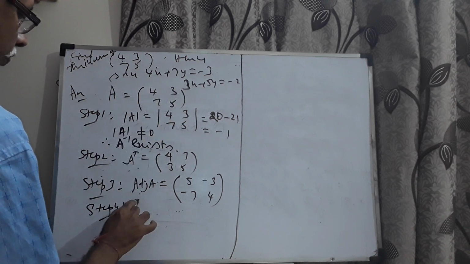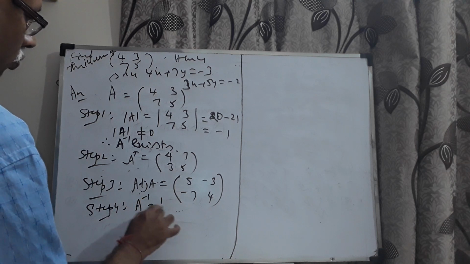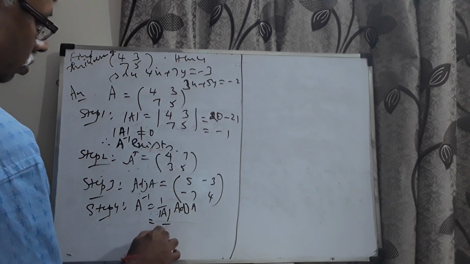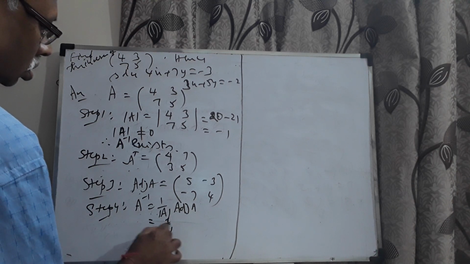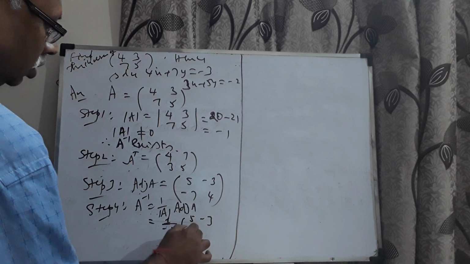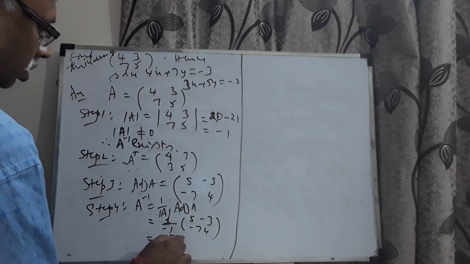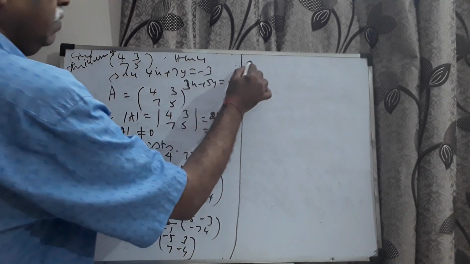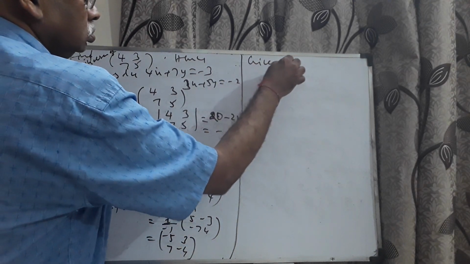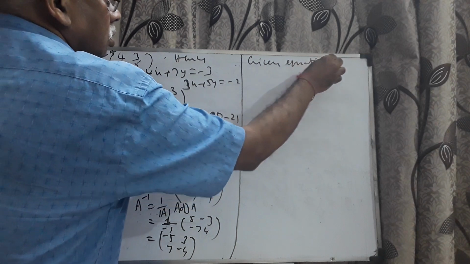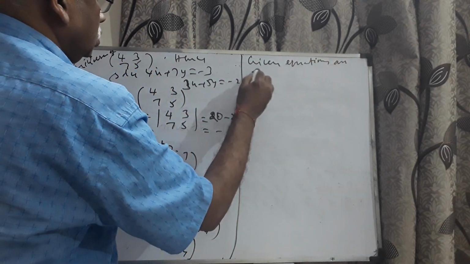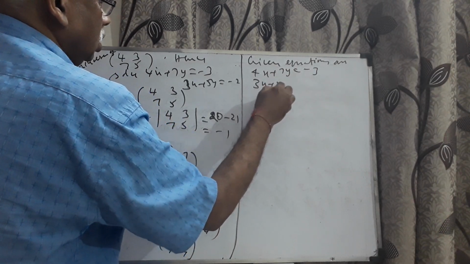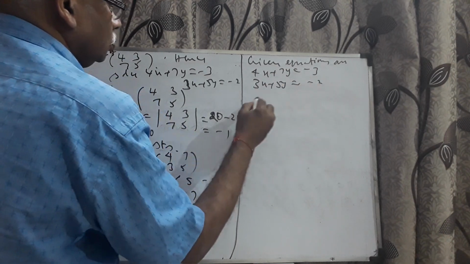Then step 4. A inverse is equal to 1 by determinant A into adjoint A, which is 1 by minus 1 into [5 minus 3; minus 7 4], which can be written as [minus 5 3; 7 minus 4]. Let it be. Now the given equations are, just look at the equations here: 4x plus 7y is equal to minus 3, 3x plus 5y is equal to minus 2.